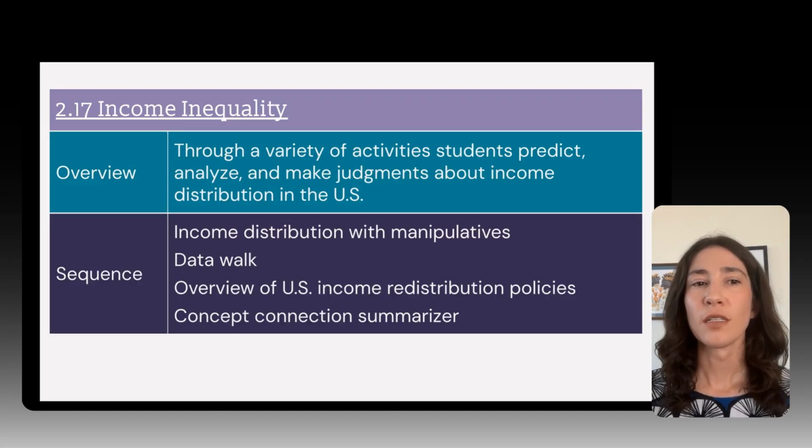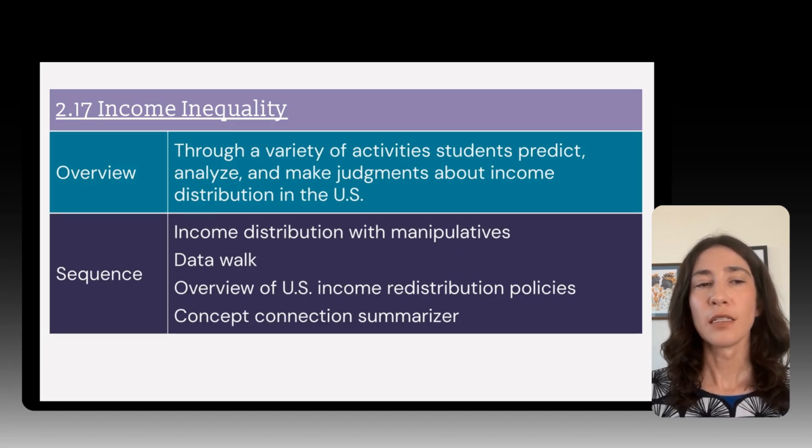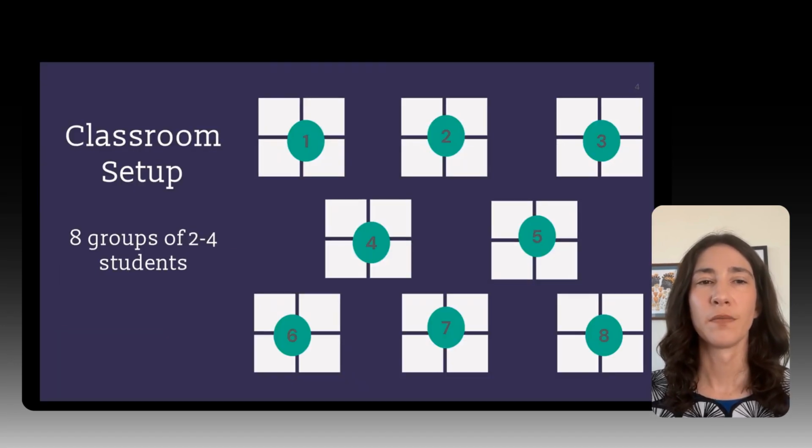The sequence is we start with an income distribution activity with manipulatives, then do a data walk, an overview of U.S. income distribution policies, and a concept connection summarizer. I'm going to be skipping over a lot of the slides in this run through and focusing on giving you a feel for the lesson and some extra guidance on the data walk.